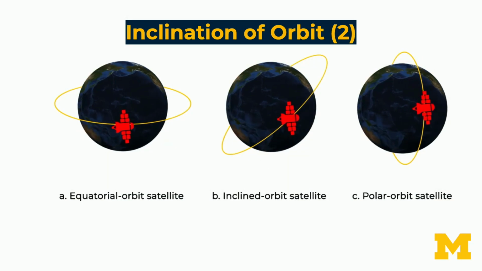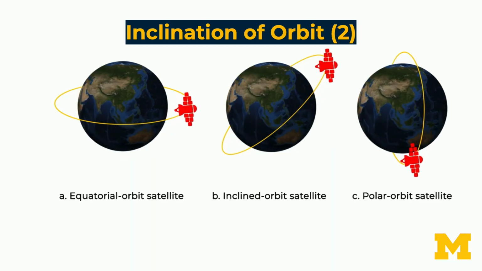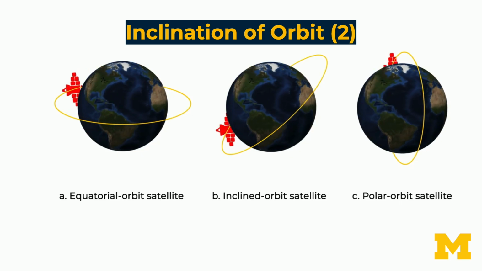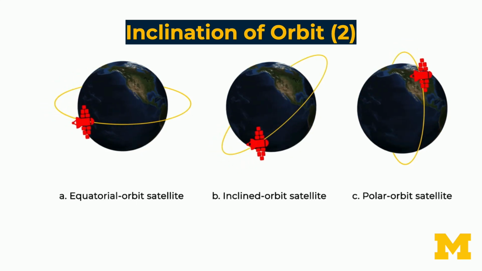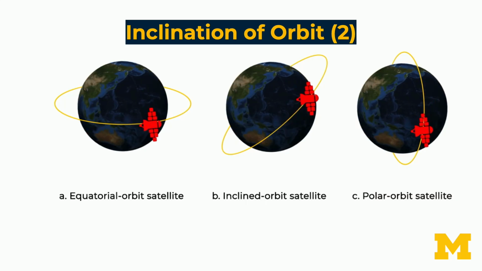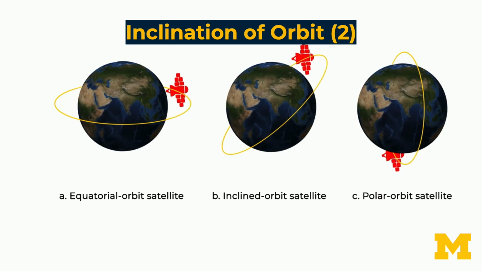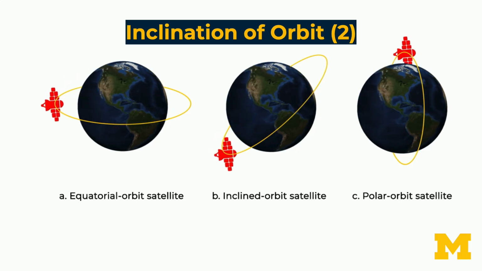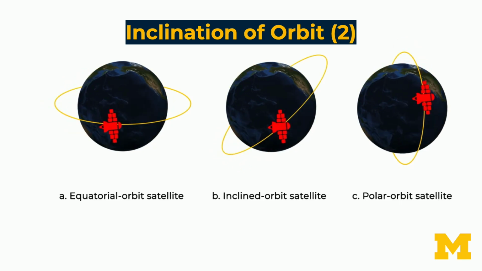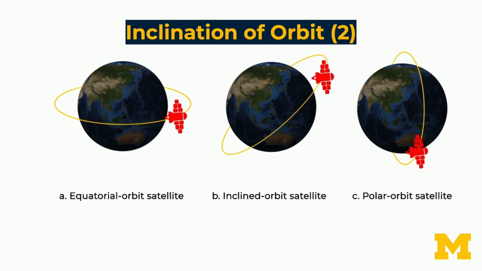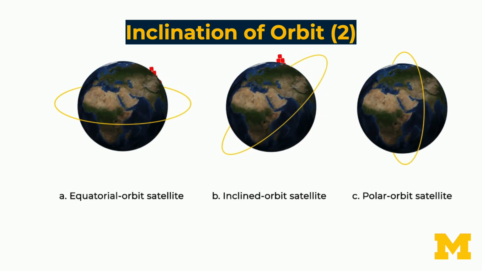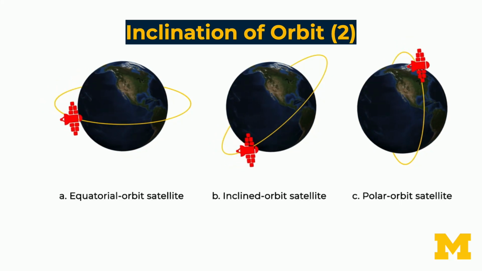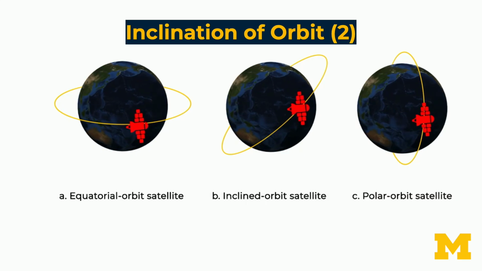So here are three examples. The first one on the left is an equatorial orbit. So the satellite is basically staying in the equatorial plane of the Earth, and so it has a 0-degree inclination. The one on the right is a polar orbit satellite. So it is going over the poles, and so it has a 90-degree inclination. And the one in the middle is an inclined orbit, and it has about a 45-degree or so inclination.